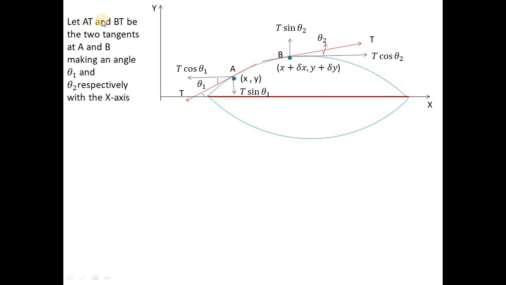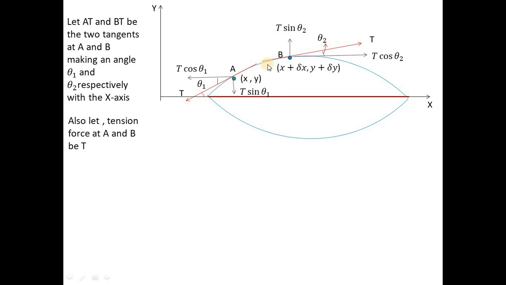Now let us write the statement: let AT and BT be the two tangents at A and B making an angle θ1 and θ2 respectively with the x-axis, and also let tension force at A and B be capital T. Now since the displacement of the vibrating string is taking place only along the y-axis and there is no displacement along the x-axis, it means that the horizontal components of the tension force are nullifying each other, and we are only left with the vertical components.